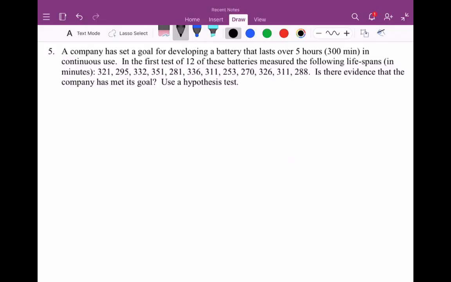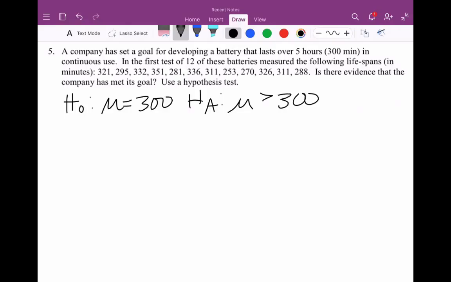When we're doing a hypothesis test, the first thing we do is state our null and alternative hypotheses. Our null hypothesis is that the mean is equal to 300. For our alternative hypothesis, we're trying to show that the company met their goal, which means the battery lasts over 300 minutes, so mu would be greater than 300. We already checked the assumptions and conditions in number 2, so we don't need to do that again. We're going to move on and calculate our t-score.